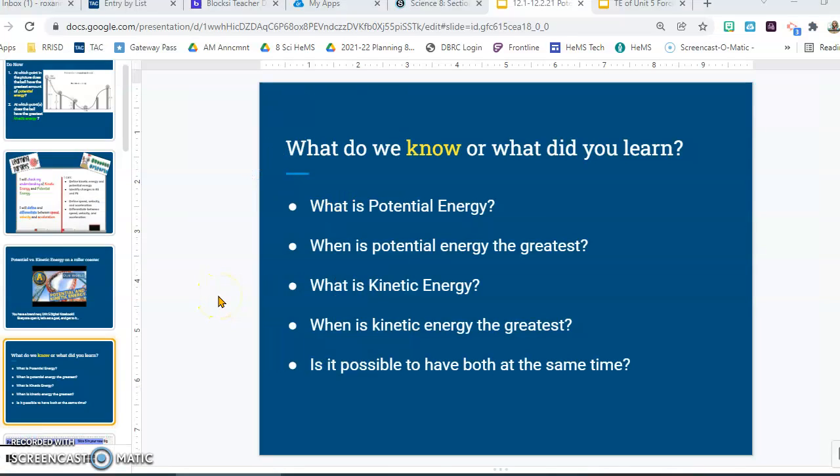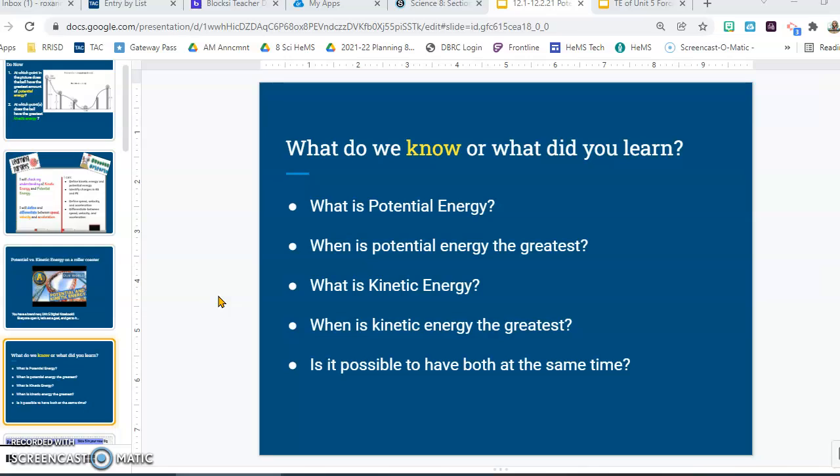So again, what we learned was potential energy is that place where energy is building up and we're waiting to release it. So when is it the greatest? Well, at the very top of the hills. What is kinetic energy? That's great. Yep, kinetic energy is that energy in motion. And then when is it the greatest? Well, we discovered by watching the video that it's greatest at the bottom of the hill because we're having an exchange at one point. So that answers question 5.